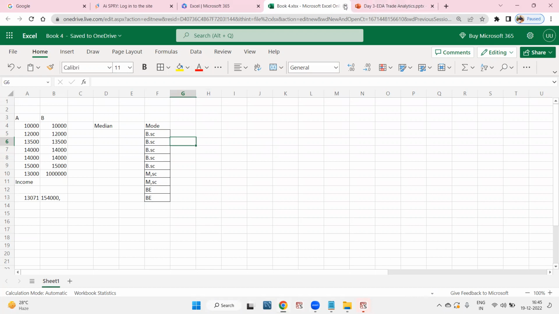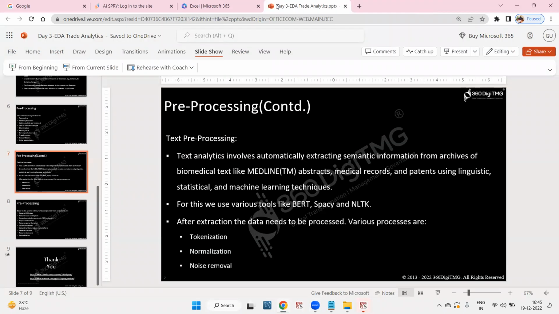So now we understood the first moment business decision. The first moment business decision talks about measures of central tendency. Measures of central tendency: mean, median, and mode. Central data. You're understanding the characteristic of the data.